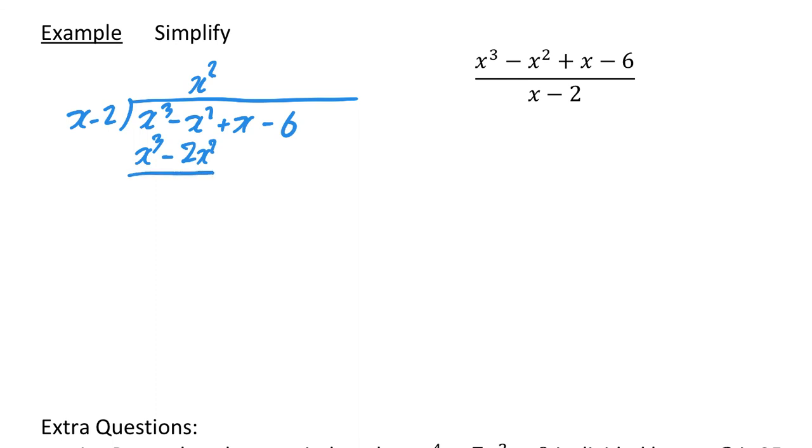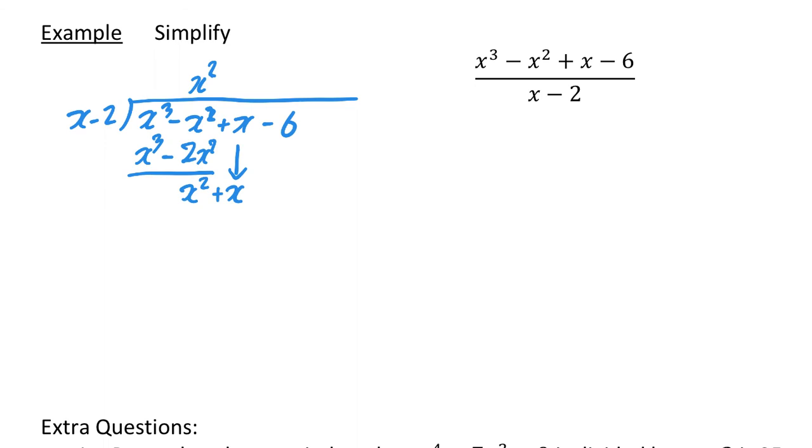You then subtract. x cubed minus x cubed is 0. Minus x squared minus minus 2x squared is minus x squared plus 2x squared, which is just going to give you positive x squared. You then bring down your next term, which is a plus x.